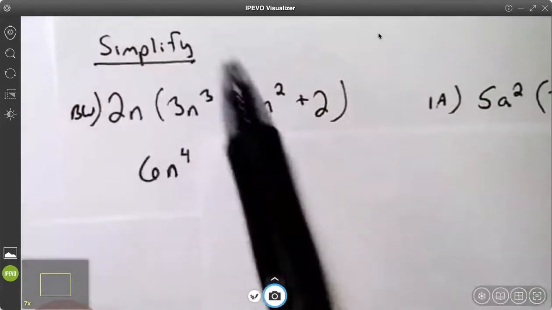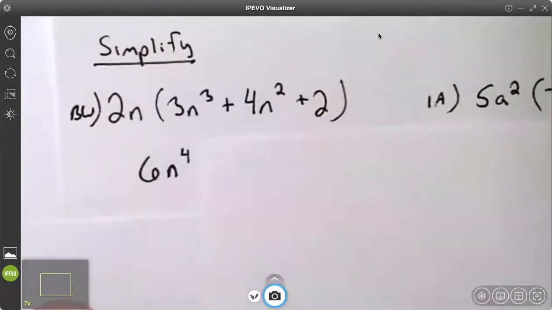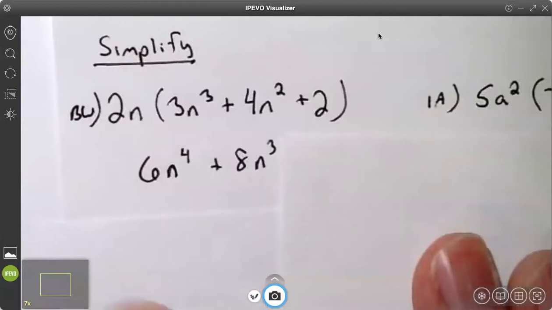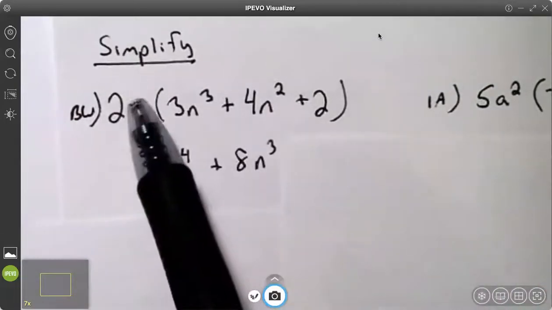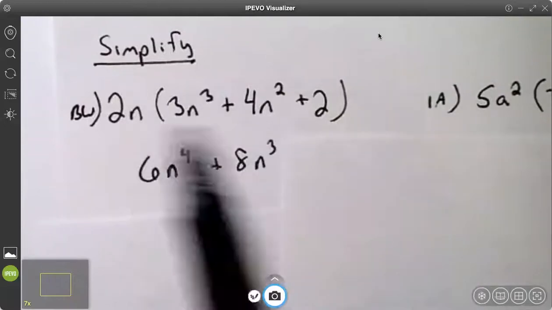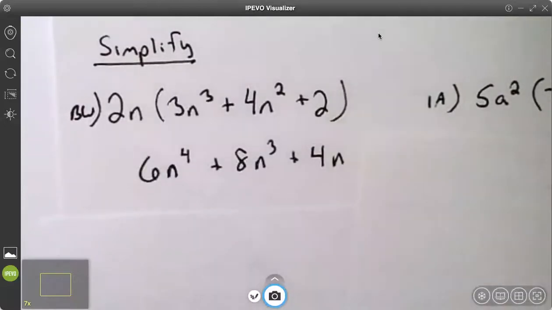Then you distribute it to the second term. 2n times 4n squared is 8n cubed. Multiply the coefficients, and when you multiply the variables, you add the exponents. And 2n times 2 is 4n. So your answer is a trinomial. That's all you have to do, but I will say that it has a degree of 4 and a leading coefficient of 6.